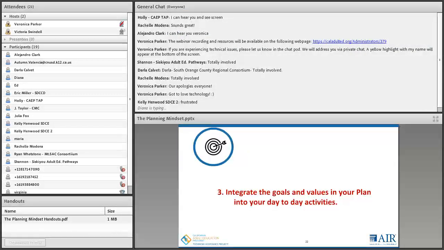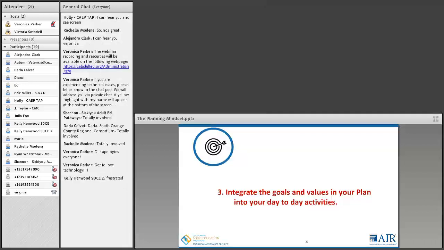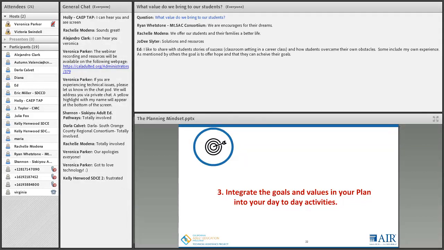We have questions coming in at the moment. There were actually a couple of last comments regarding what value we bring to our students. Ed shared that he likes to share with students stories of success in a classroom setting, and how students overcame their own obstacles. Some include my own experience. As mentioned by others, the goal is to offer hope that they can achieve their goals.